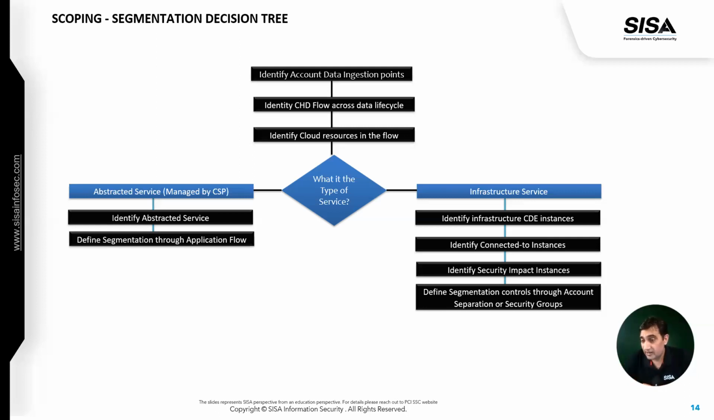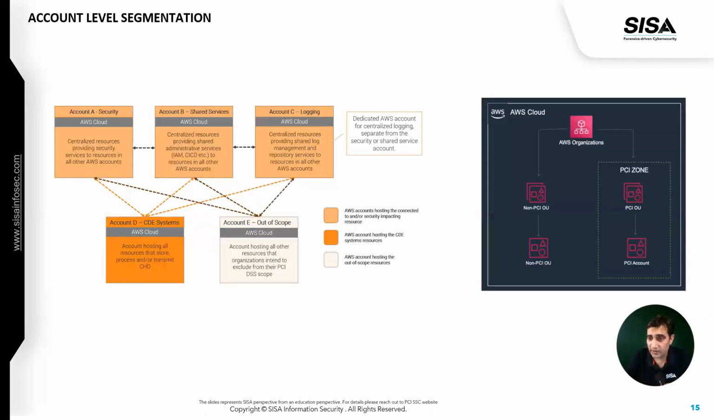And then based on that, you are going to define segmentation controls through your account separation and security groups, and bringing in some kind of virtual devices like firewalls and all of that. So I think this is a decision tree that you should follow whenever you are going on cloud. Let's talk about account level segmentation. You can perform segmentation on cloud on 3 levels.